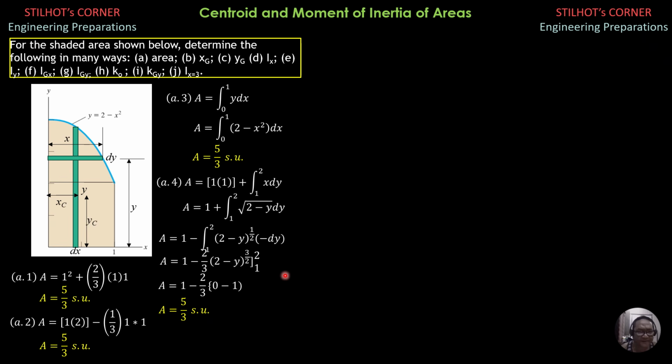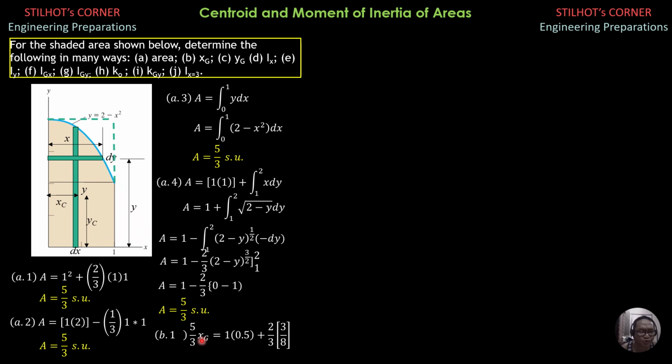The fifth way would be area. Let's proceed to B.1. Let's locate the x-coordinate of the centroid.